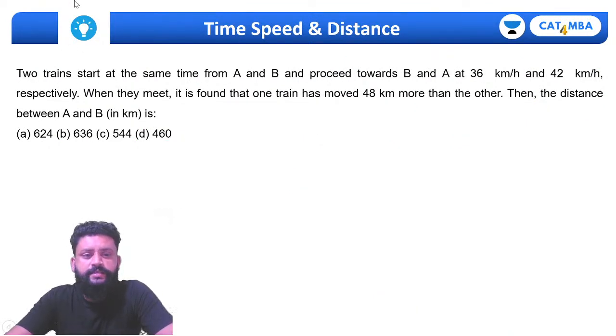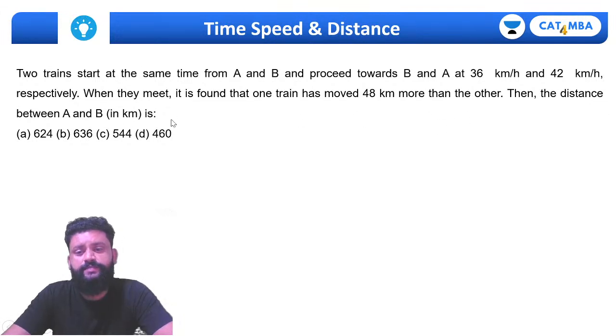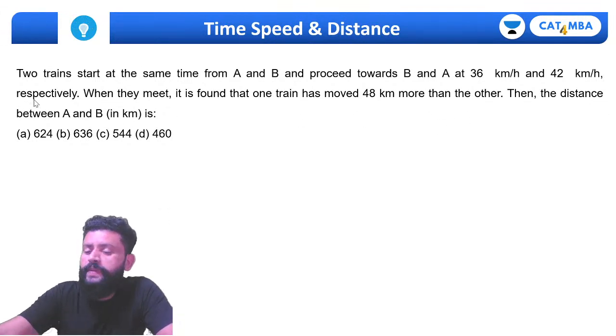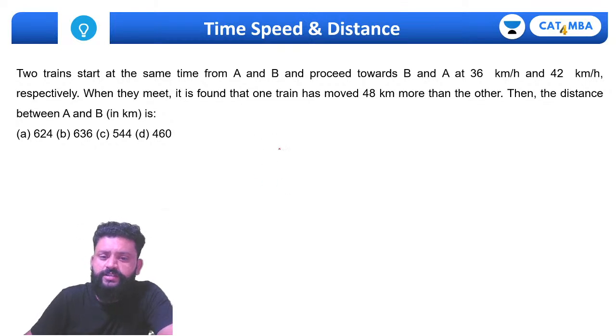Let's try with this. Two trains start at the same time from A and B and proceed towards B and A at 36 km per hour and 42 km per hour respectively. When they meet, if it is found that one train has moved 48 km more than the other, then find the distance between A and B. So bit थोड़ा सा reverse में पूछा है ये question. That is nothing new in this.